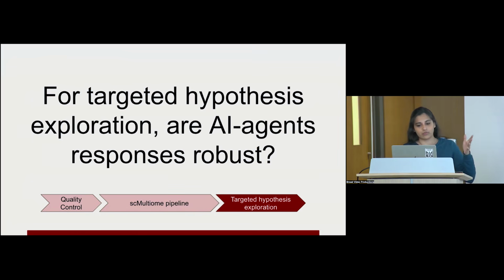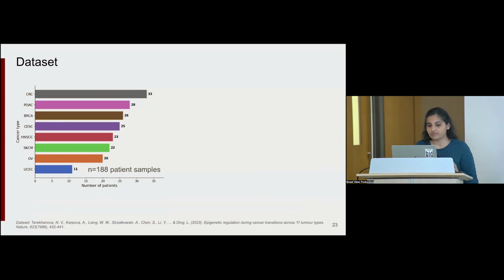But the next thing that we wanted to ask about was, for targeted hypothesis exploration, are these AI agents producing robust responses? Which is the step after you've run the pipeline, when you actually have maybe a hunch that this could be happening, and then you look at multiple different data sets that would give you a signal, or you would consult someone who has specialization in that aspect, and so on. For this, we again use the HTAN dataset. In this case, we removed the CCRCC and GBM cohorts because they just had a very small number of samples, and we wanted a larger number of patients when we did this.